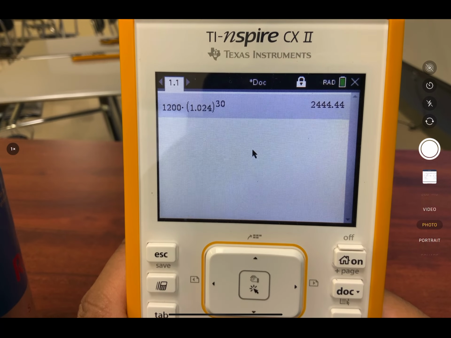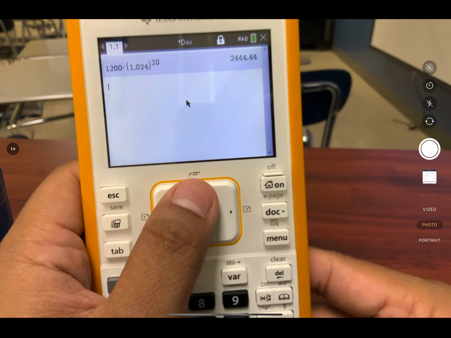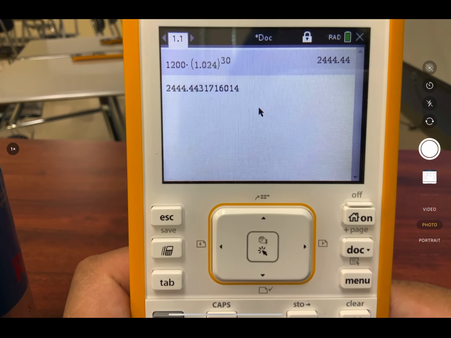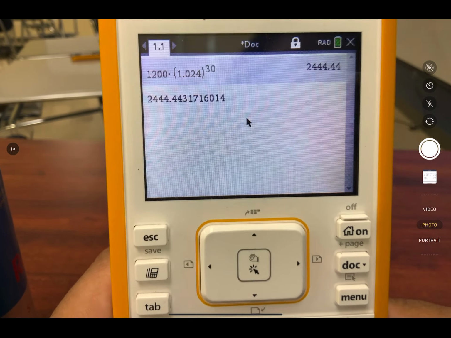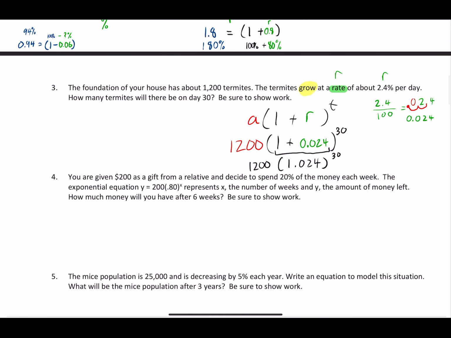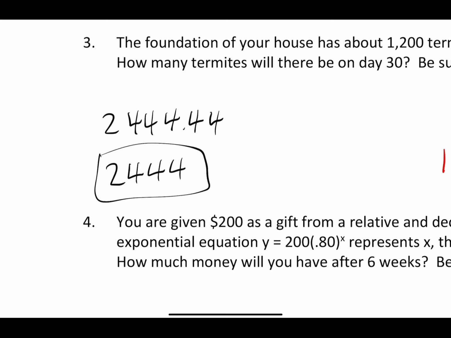So we went from 1,200 termites, and we've more than doubled to 2,444.44. If you're ever curious if that decimal keeps going, click up to highlight it, hit enter. Oh, yep, that decimal just keeps going. It's not a repeating number, it just keeps going. I think we're going to round that because they started with 1,200 termites. We should probably end the problem with a whole number if they gave us a whole number. So I'm going to round 2,444.44 termites, and because 4 is less than 5, I'm just going to round this to 2,444. Round down.